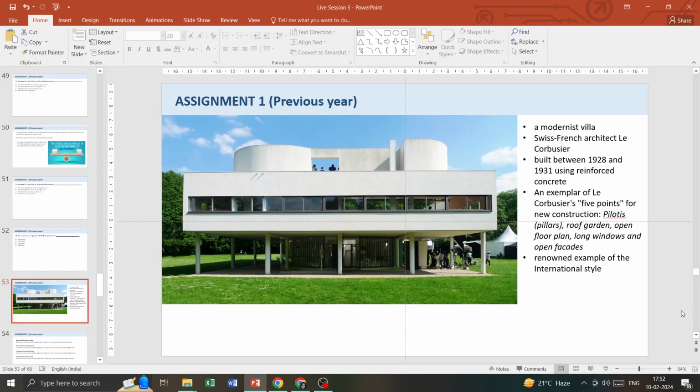One was pillars, as you can see on the ground floor. Then roof garden. So this building has a roof garden. Then open floor plan. As you can see, the ground floor is all open floor plan, and then long windows. You can see on the first floor it's a long ribbon window with no interruption from structural or wall members, and then open facades. Coming again to the ground floor, you see an open facade and only pillars there. So it's a renowned example of international style.